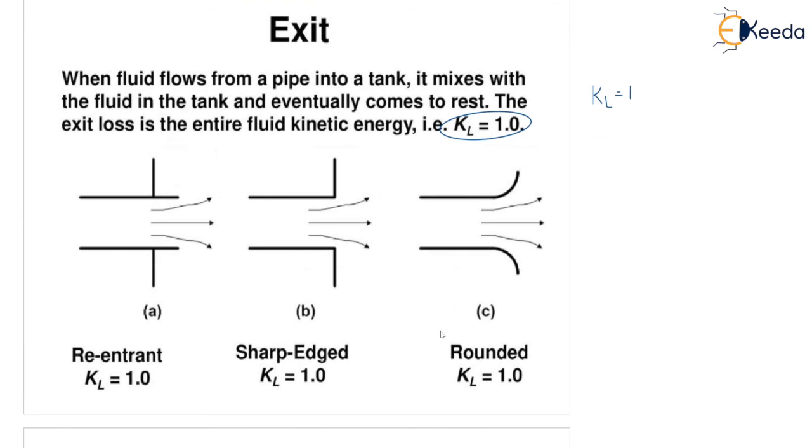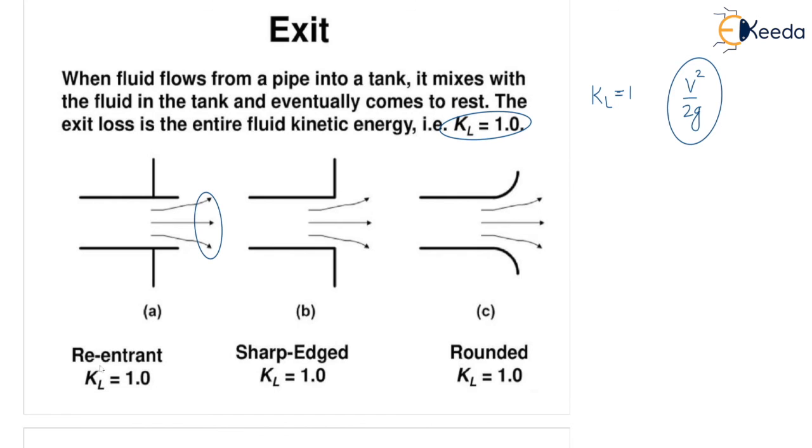You can see in the exit, when fluid flows from a pipe into a tank, it mixes with the fluid in the tank and eventually comes to rest. Correct? Because whatever be the velocity of the water in the tank, it will come to the same velocity, that is rest. The exit loss is the entire fluid kinetic energy loss actually. So that's KL equal to 1. So whatever be the velocity head, V square by 2G, complete loss of velocity head. So KL is 1. So these are the exit streamlines you can see here.